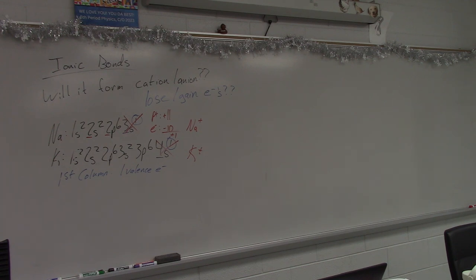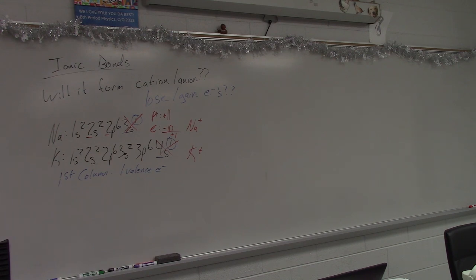Columns 3 through 12 do freaky weird things. Column 13 has 3 valence electrons. Forms 3+ charge.